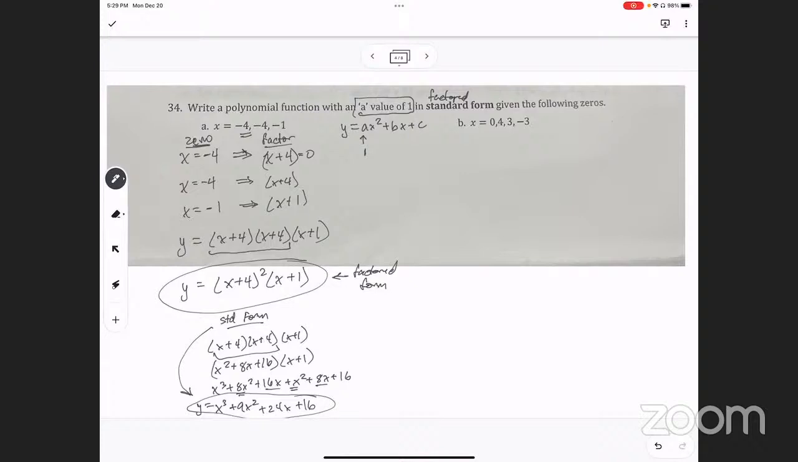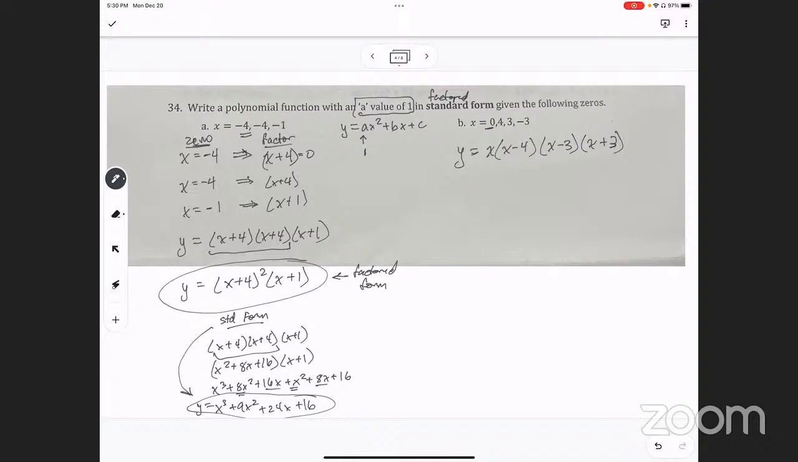So how about letter B? What would the factored form be? Let's go straight to factored form. You can do this without showing much work. If x equals 0 is one of your zeros, what's the factor? This is the one most people forget. It's just x. And if 4 is a zero, the factor is x minus 4. And 3? x minus 3. And -3? x plus 3. There you go, that's your answer in factored form.